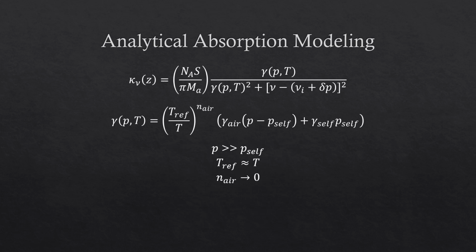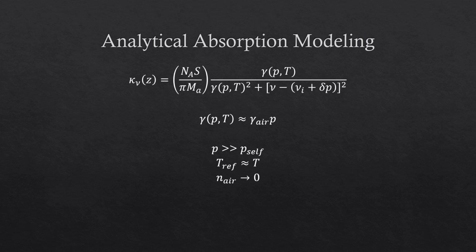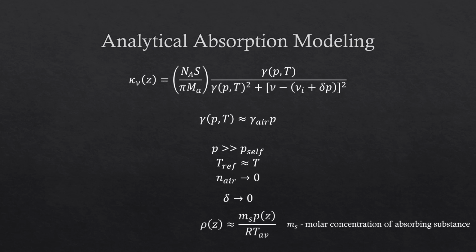A simplification of the pressure broadening assumes the total pressure is much larger than the partial pressure of the absorbing substance, that the temperature doesn't deviate from the reference temperature significantly, and that n sub air is approximately 0. The result is a simplified parameter of air pressure broadening times total pressure. Assuming the pressure shift of the absorption line wave number is 0 and the molar concentration of the absorbing substance is an ideal gas, the equation simplifies.